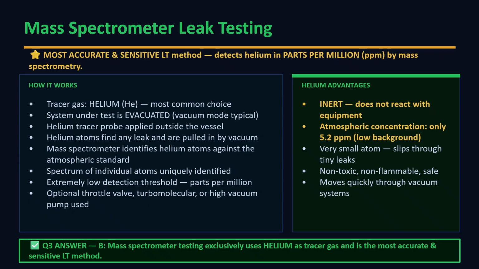Exam memory shortcut. Mass spectrometer equals helium. Helium equals highest sensitivity. Highest sensitivity equals mass spectrometer. Keep repeating that relationship. It appears everywhere in certification exams.